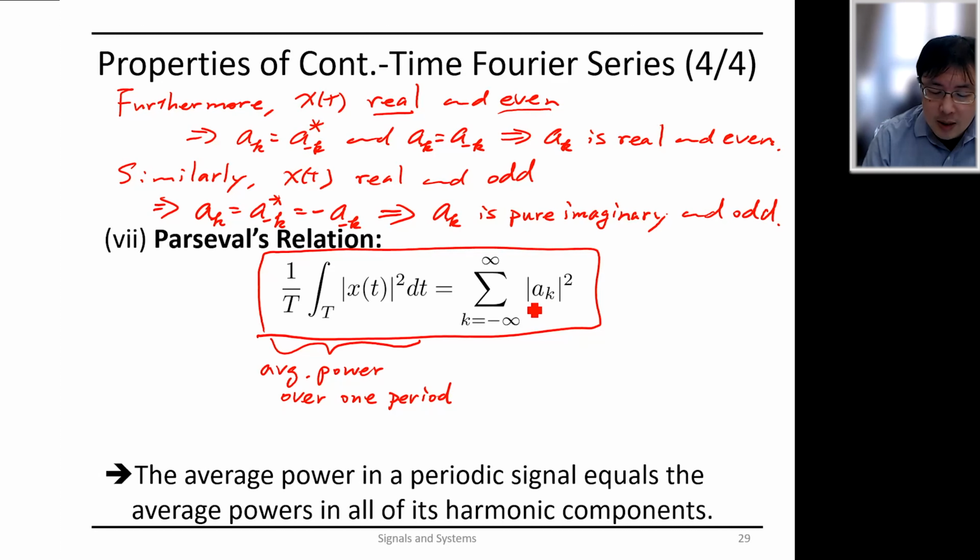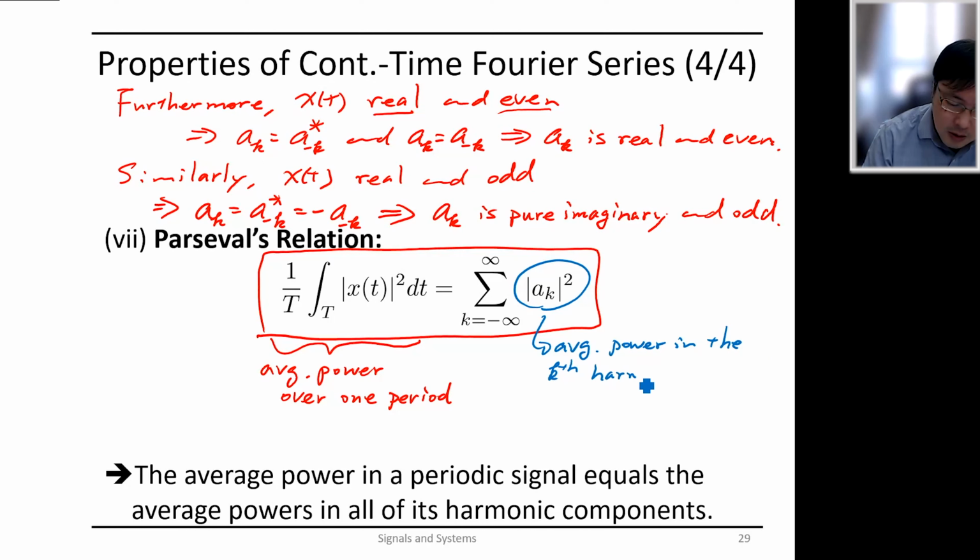Now on the right-hand side, what you have is the summation of ak absolute squared. Now ak absolute squared, each one of these can be viewed as the average power in the kth harmonic component of the signal.